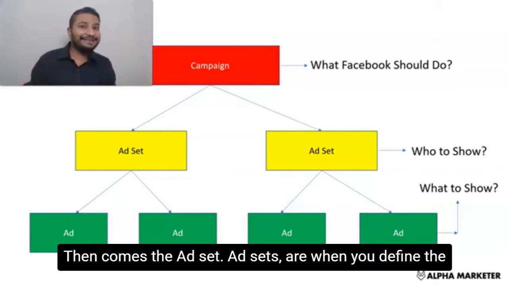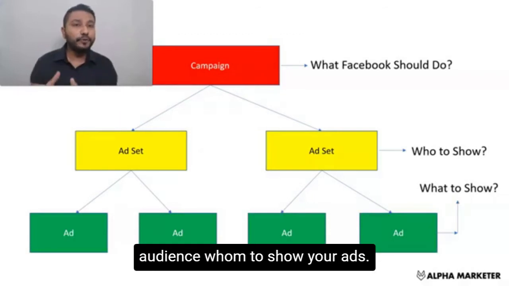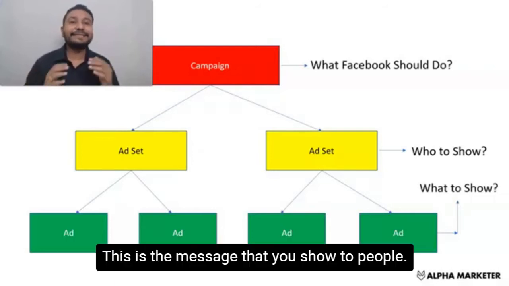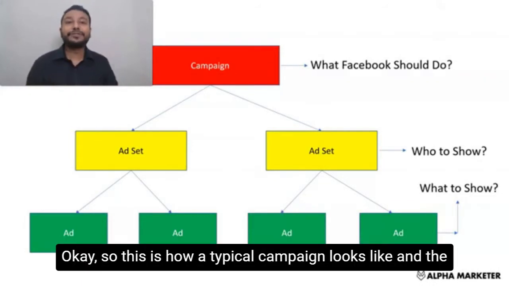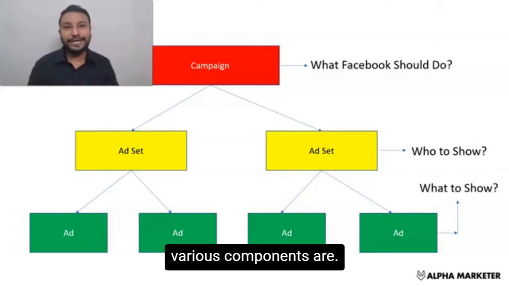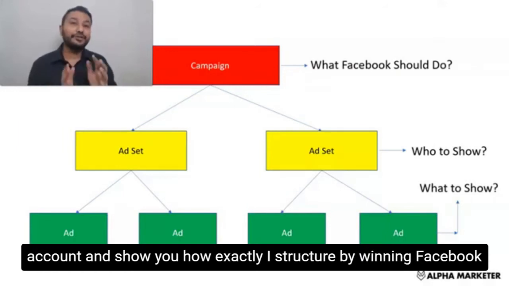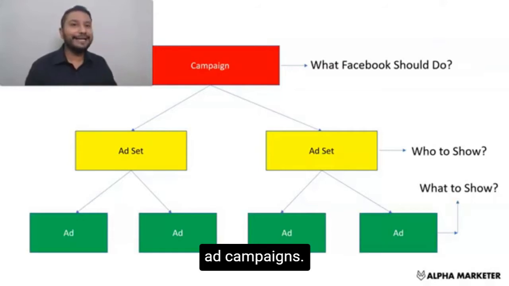Then come the ad sets. Ad sets are where you define the audience to whom to show your ads, and lastly, under each ad set you have ads. This is the message that you show to people. So this is how a typical campaign looks and the various components. Now let me take you behind the scenes of the Facebook ad account and show you how exactly I structure my winning Facebook ad campaigns.